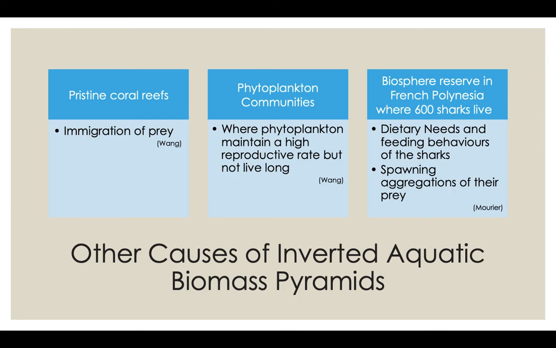And at a biosphere reserve in French Polynesia, where 600 sharks live, the biomass pyramid is also inverted. This is due to the dietary needs and feeding behavior of the sharks. The sharks consume a lot of food to meet their needs and increase their biomass. The spawning aggregations of their prey also influence this inverted shape. The sharks' prey often spawn in clusters, which draws a high amount of sharks to the community.